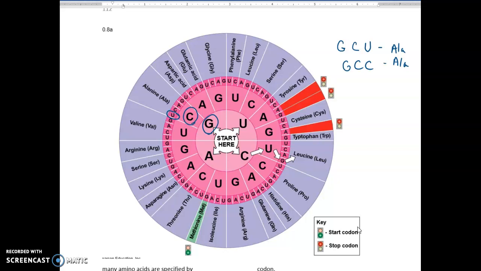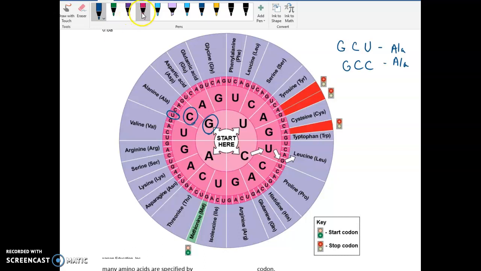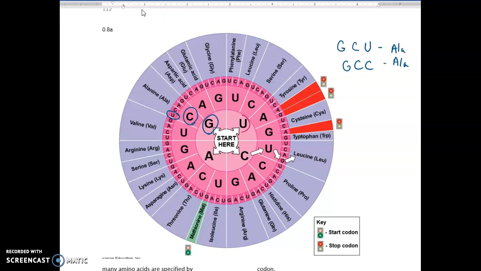If I picked a code that was, for instance, let me change colors here so we can. How about pink? That'll be different enough. Let's say we picked U, A, A. So our code was U, A, A. That codes for a stop, and that tells the enzymes that the protein is finished.